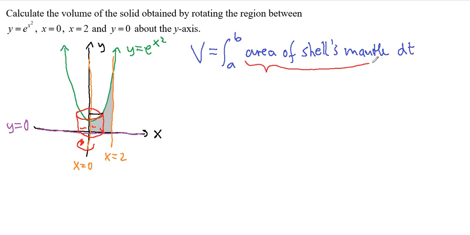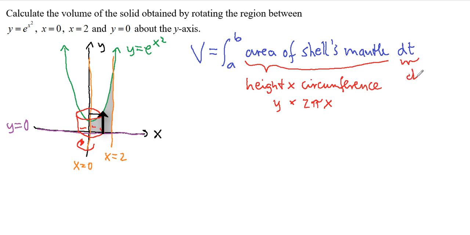The area of the shell's mantle is the height multiplied by the circumference. The circumference is 2 pi times r, and we've already indicated that our r is in the x direction, and our height is precisely y. Since our radii are cutting the x-axis, we know that we must integrate with respect to x. And our radii run over the interval from 0 to 2. So these give us the integration bounds.